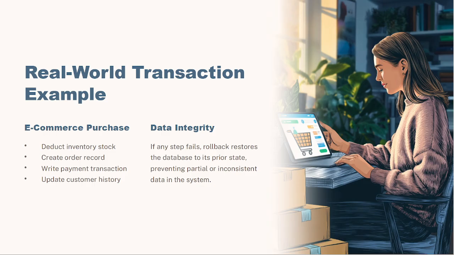Transactions solve this problem. If any step fails, rollback restores everything to the previous state. It's almost like a time machine for database operations. Either everything succeeds together or nothing is applied at all. And that is extremely important for systems involving money, banking, shopping, and sensitive data.